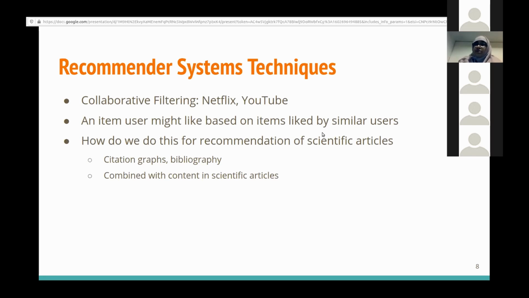And they use a matrix factorization algorithm for it, which is easily available. Many Python implementations of it are available. So do we have this for scientific articles? Of course we do. However, the problem is, how do you get the likes for scientific articles? In Netflix, you have the ratings. In Netflix, you have the view times and all. But how about for articles?